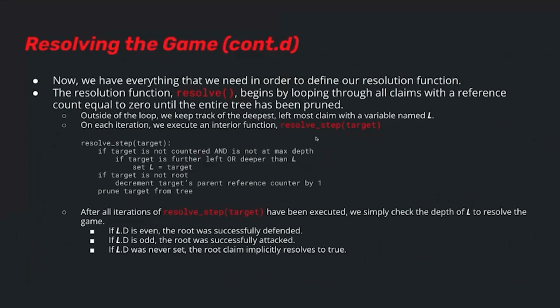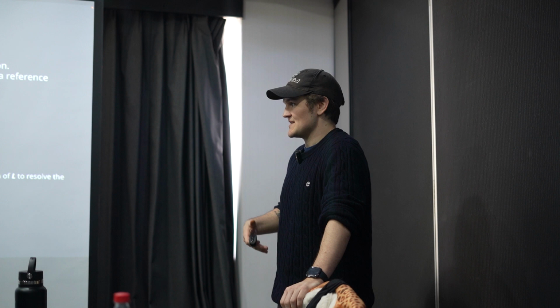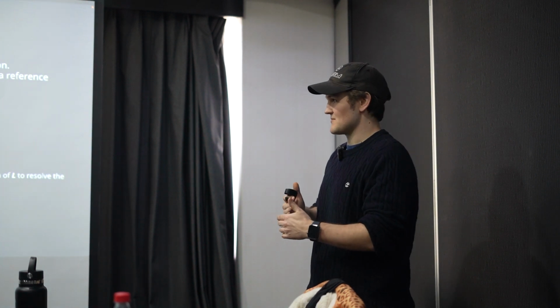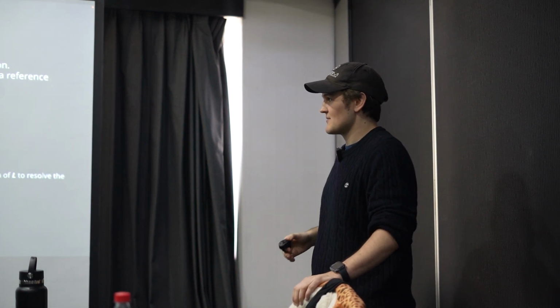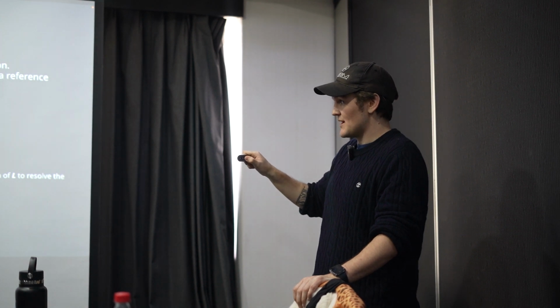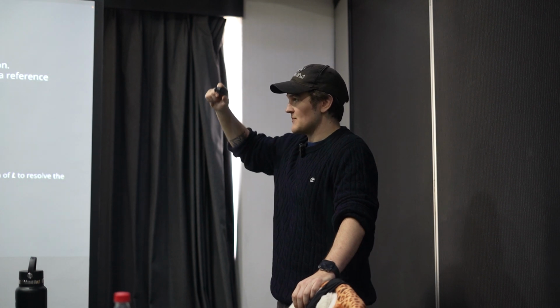And then, outside of that conditional, if the target is not the root, we're going to decrement the target's parent reference counter by 1. That's pretty intuitive. The root doesn't have a parent, so we can't decrement their parent's reference counter. And then regardless of what we have, we're going to prune that target from the tree. We're going to actually delete that node and remove it.